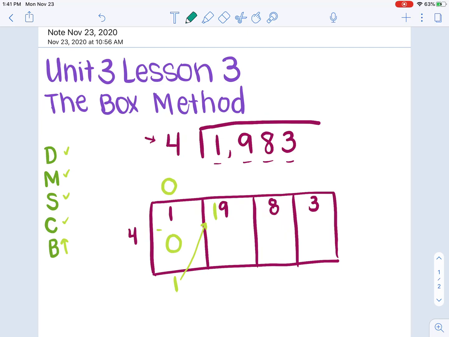Let's do the next section now. 19 divided by 4. 4 goes into 19. 4, 8, 12, 16, 20. Oops, 20 is too big. So it goes in 4 times.